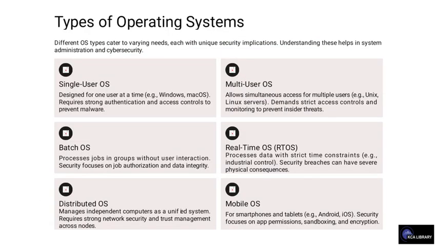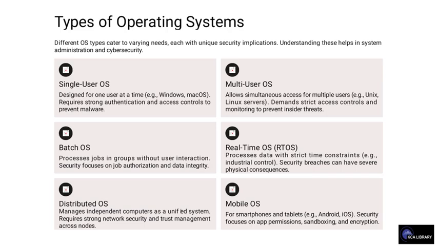We have types of operating system. We have the single user operating system, which is designed for one user at a time. That's Windows, Mac OS, and the likes, and it requires strong authentication and access control to prevent malware. And for multi-user OS, it allows simultaneous access for multiple users. An example of this is Unix Linux server, and it demands strict access control and monitoring to prevent insider threats.